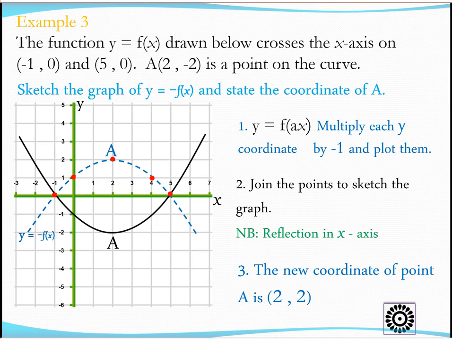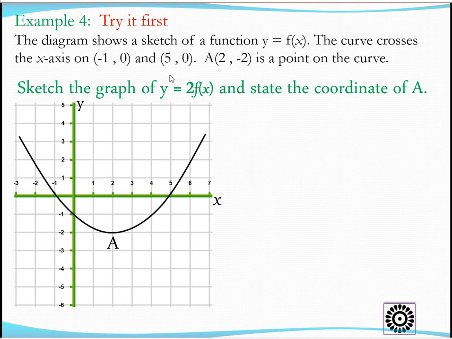Let's see the coordinate of a. What will it turn into? We have 2 and 2. Why? Because we are only multiplying the y coordinate by -1. So if we multiply -2 by -1, it's +2. The x coordinate stays the same. Try this if you can.